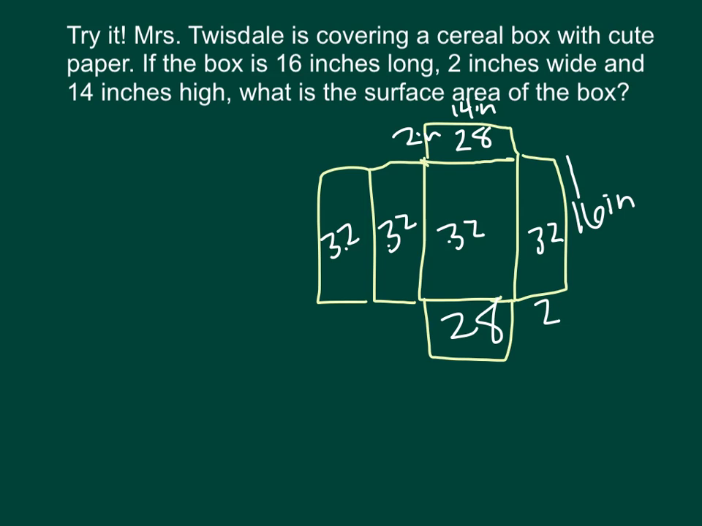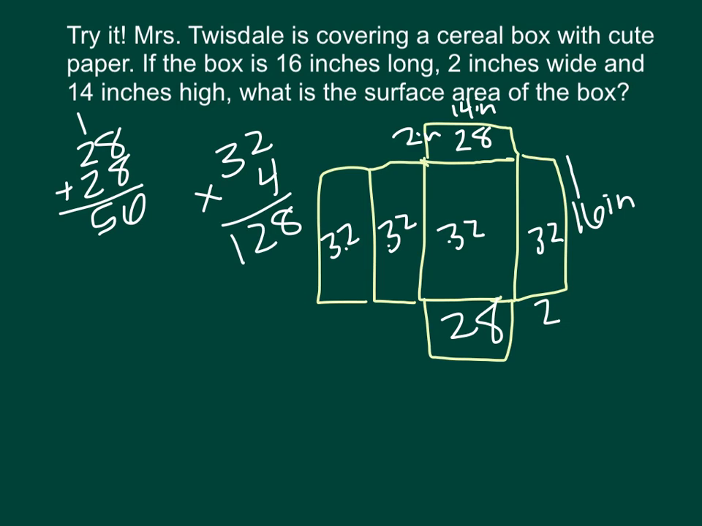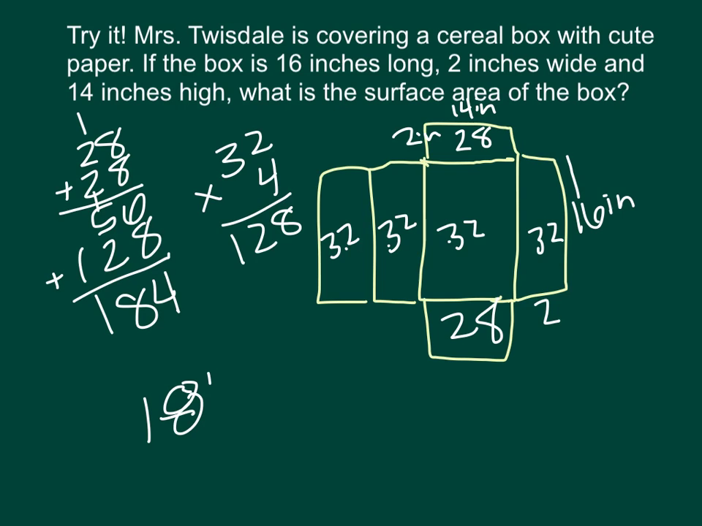Now remember, when you're sketching nets, they don't have to be perfect. That's okay. And now I'm just going to add together. I'm going to do 28 plus 28, 56. And I'm going to do 32 times 4 over here, because that's a little bit easier for me than multiplying them all. Okay, 128. And then add them together. And 184. So my answer, and hopefully your answer as well, was 184 inches squared.